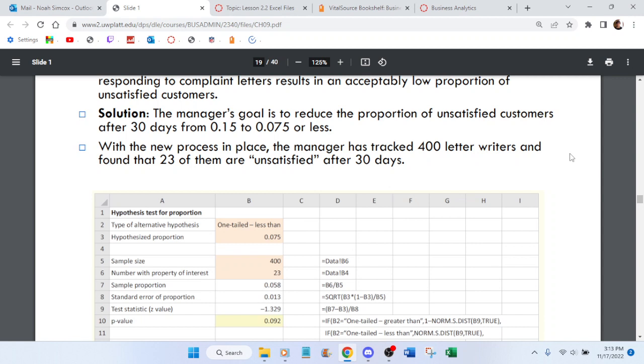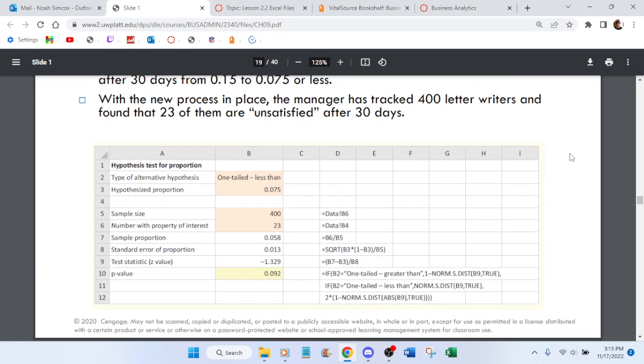Tracked and found that 23 of them are unsatisfied after 30 days. One-tailed, less than. We want it to be less. Hypothesized proportion 0.075. Sample size 400. So the sample proportion is 0.058, and the standard error is this, and the test statistic is this. Z-value negative 1.329. Wait, why is it so simple?